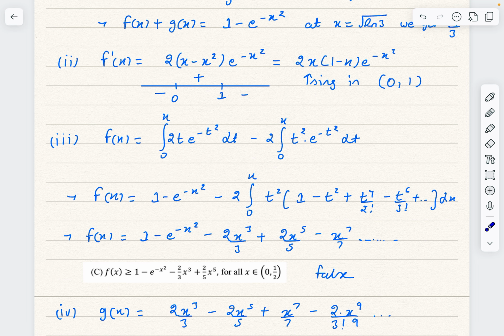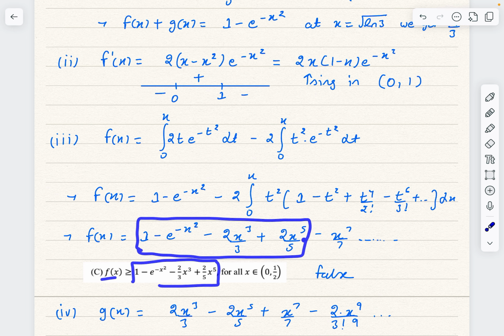Now, when you integrate here, you get something like this. 1 minus e power minus x square minus 2x cube by 3 plus 2x power 5 by 5 minus x power 7 by 7 and so on. Now, x belongs to 0 to 1 by 2. We have to compare f of x with this series. If you see this series, these terms are exactly the same.